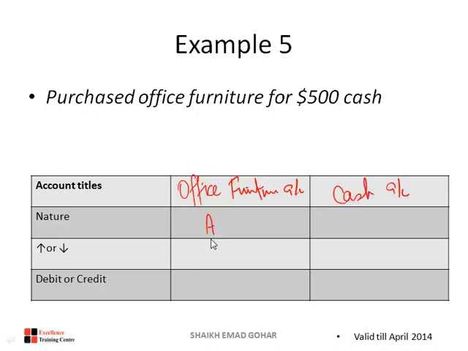It is my asset, non-current asset. It is also my asset. Coming in, going out. Furniture. I am purchasing the furniture. So coming in or not? Definitely increasing. And I am paying for it. So this is debit and this is credit. Fine.